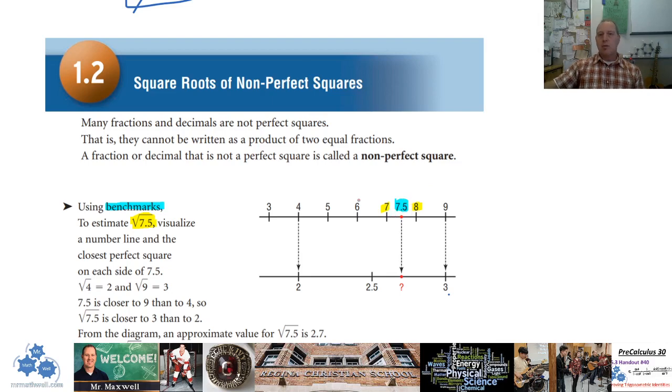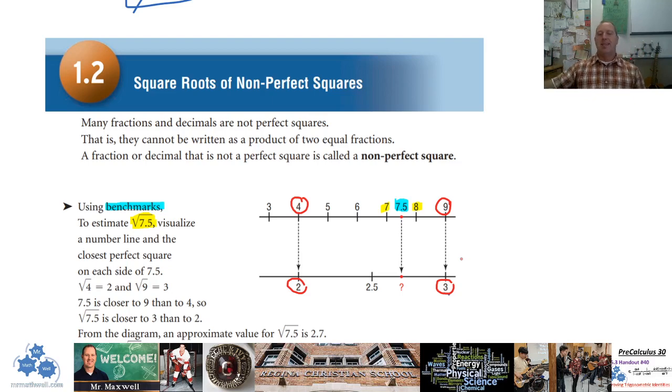And so your benchmarks would be a perfect square that you know that's just under 7.5. Here we go. 4 is a perfect square. The square root of 4 is 2. The other benchmark would be the perfect square that's above 7.5, and the nearest one is 9. The square root is 3. So think with me here. 7.5 is between 4 and 9. So the square root of 7.5 has to be between 2 and 3.